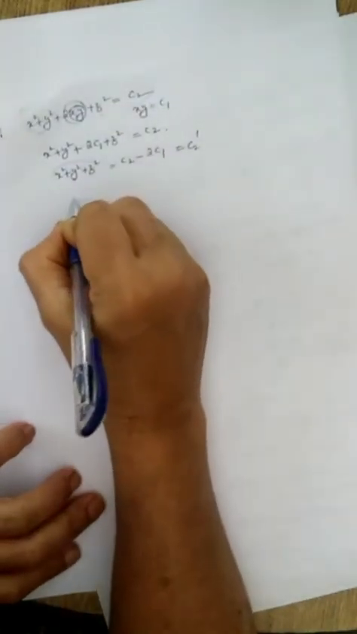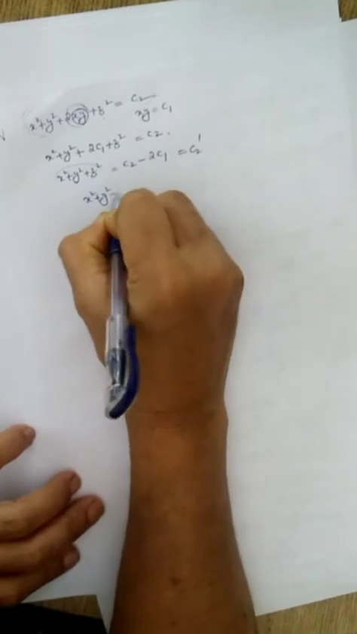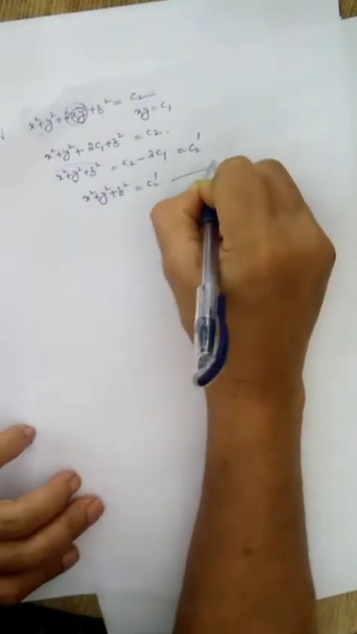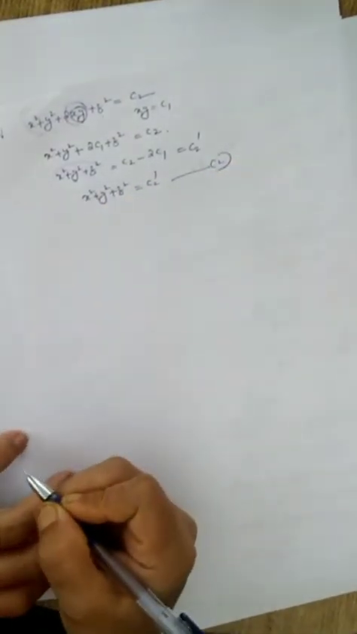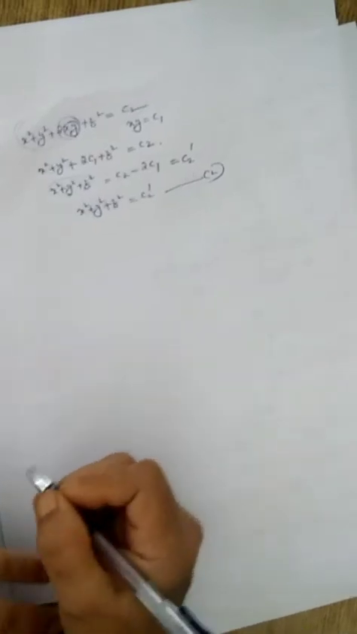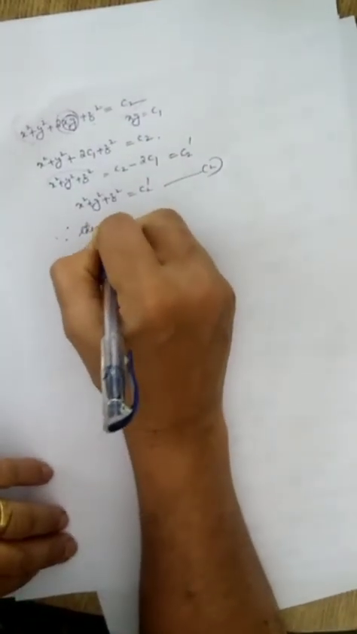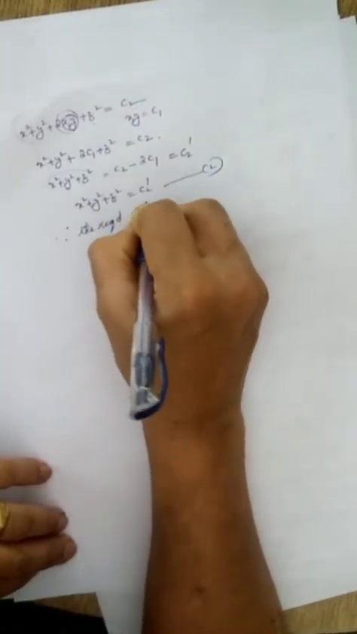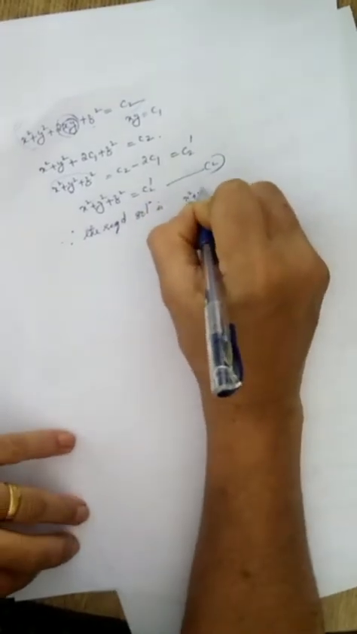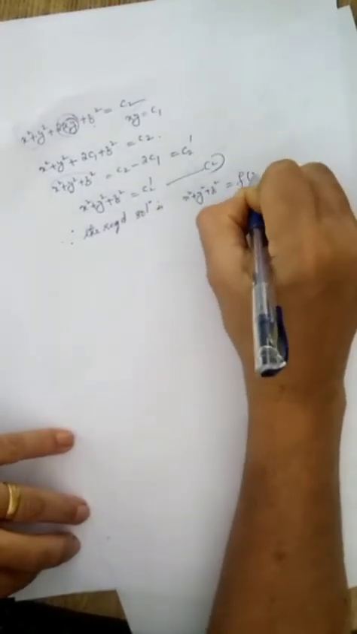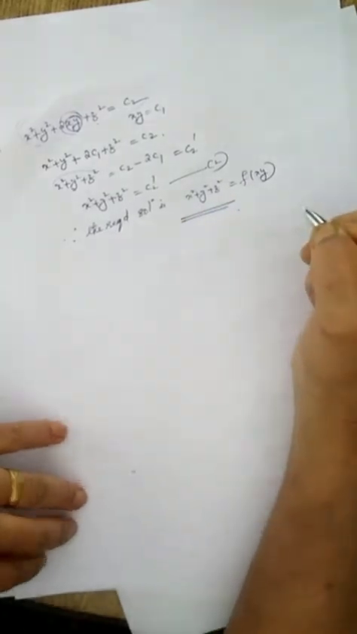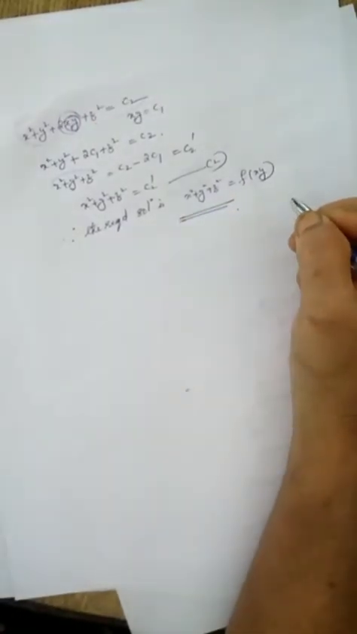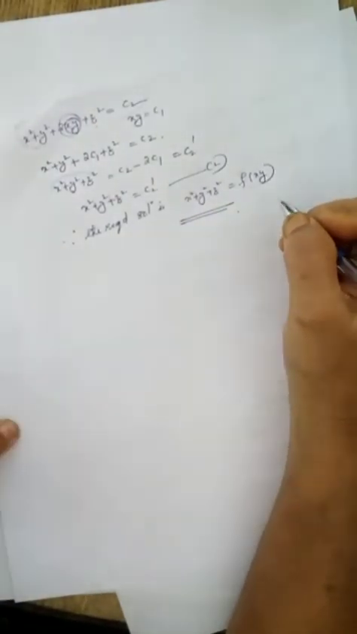Therefore, we get the second part of the solution as x square plus y square plus z square equal to some constant, say c2 dash. Therefore, the required solution is x square plus y square plus z square equal to a function of xy. Understand? Yes. Now, we can go to the next question.